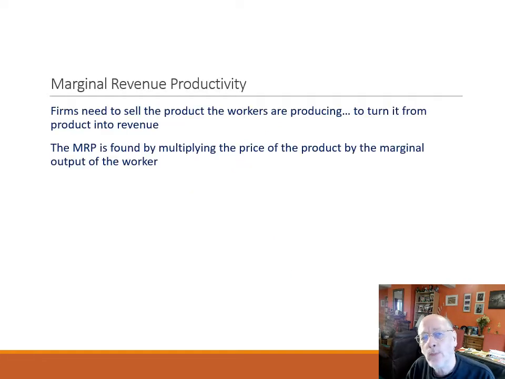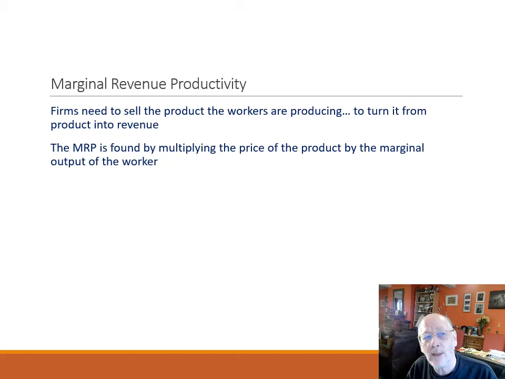So that's that law. However, remember that firms do not employ workers for what they can produce. They employ workers because they can sell what those workers produce. So we're not interested in the marginal productivity. We're interested in converting that into revenue, called the marginal revenue product. And it's pretty easy to get it. We simply multiply the price the product is selling for by the marginal output of that worker to find their marginal revenue product.